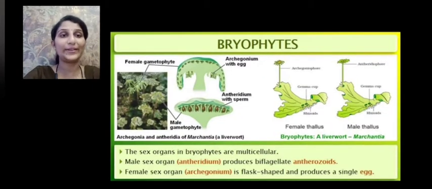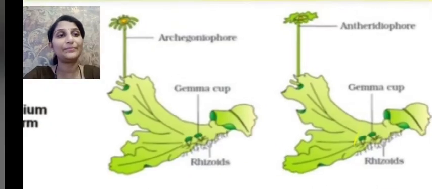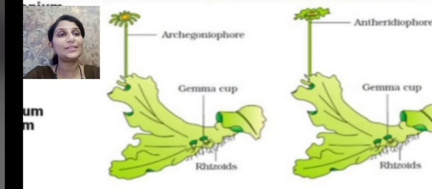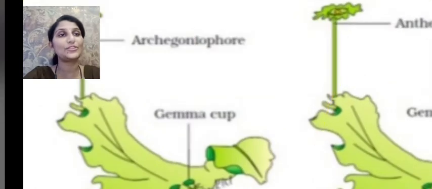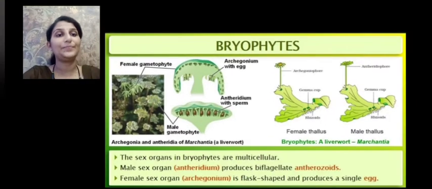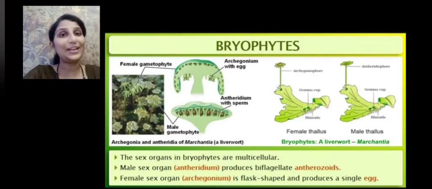Now the sex organs, about the reproduction. The sex organs in bryophytes are multicellular. The male sex organ is called the antheridium. This is the antheridium, which is present at the topmost level. The function of the antheridium is to produce biflagellated antherozoids. So the male gamete is called the antherozoid, and it is motile. They have two flagella.